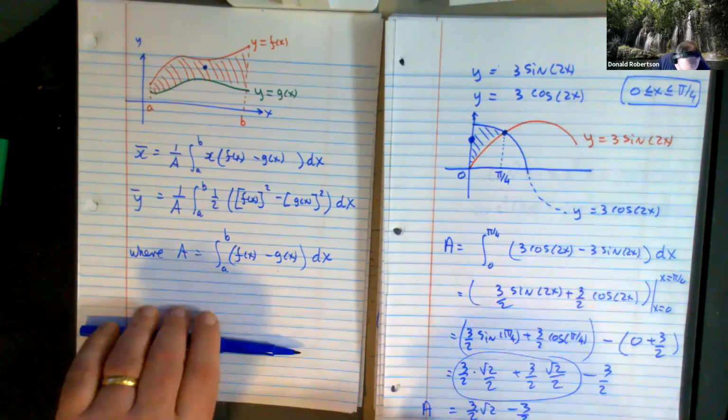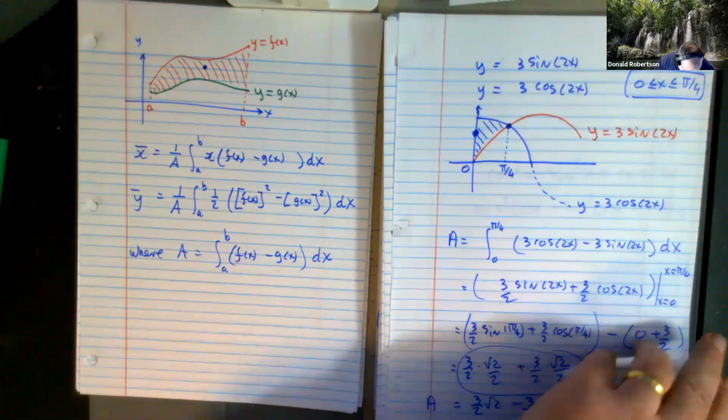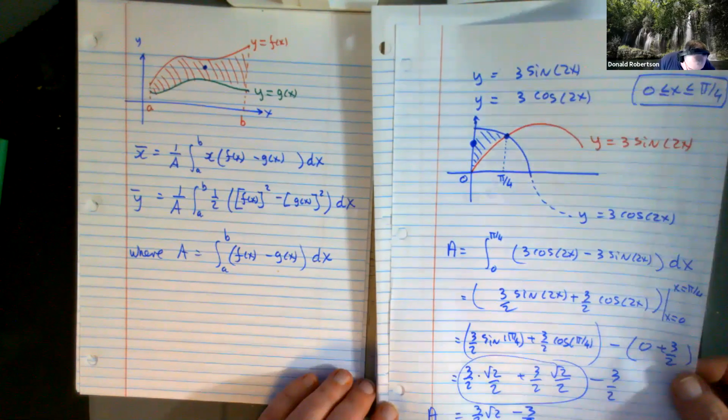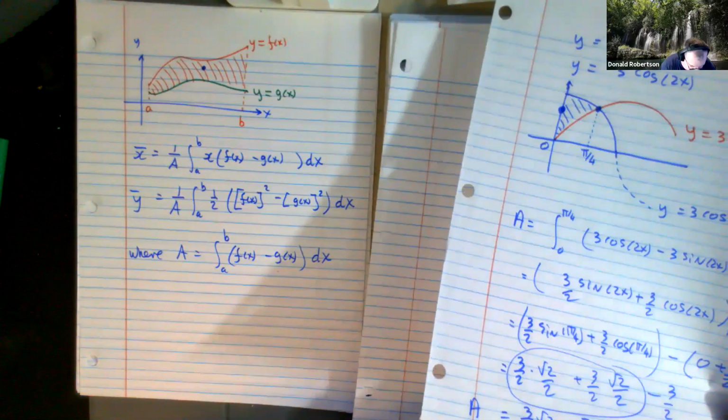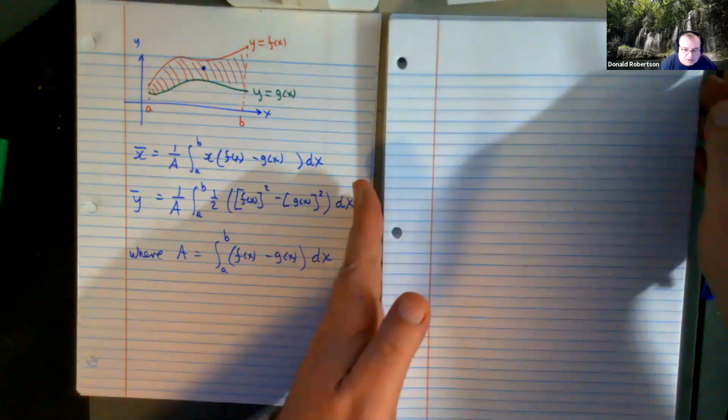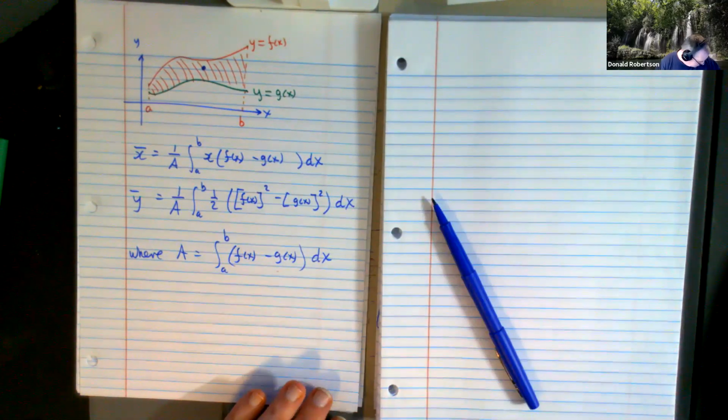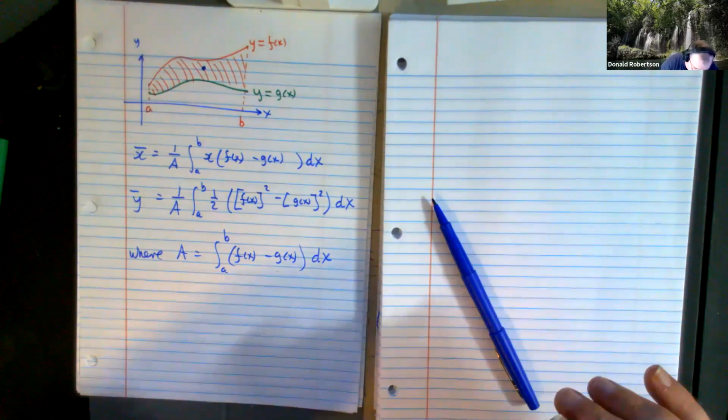But the X is good. The X bar at least is good. The Y bar is not 0. Okay, let's go for it.